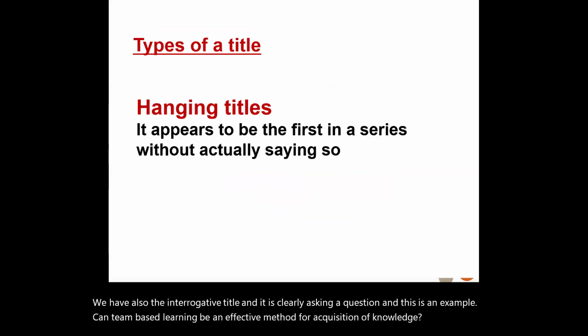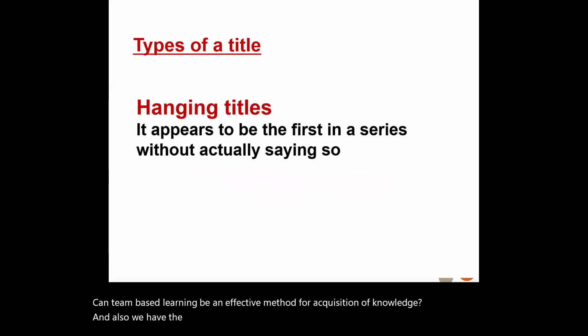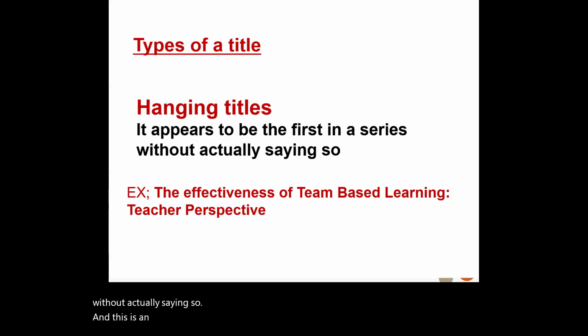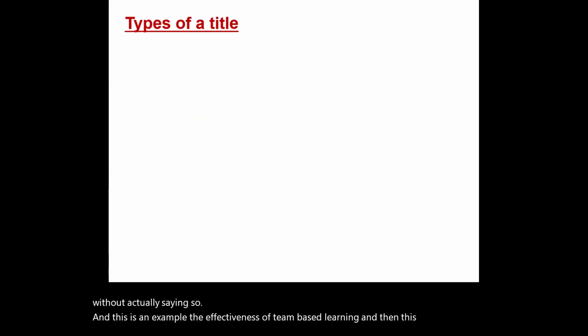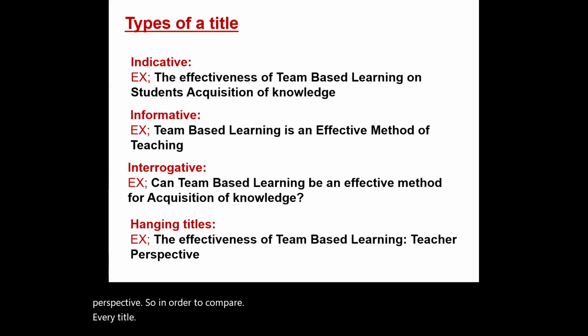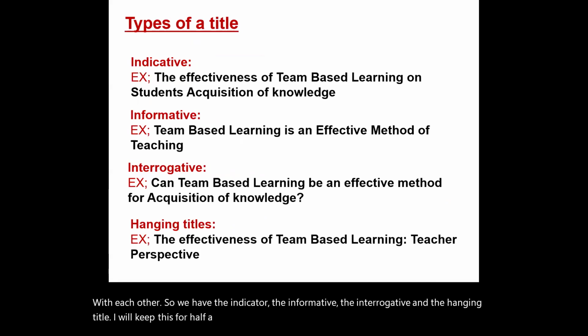And also we have the hanging title, or title with subtitle, and it appears to be the first in a series without actually saying so. And this is an example: The Effectiveness of Team-Based Learning, and then, Teacher Perspective. So in order to compare every title with each other, we have the indicative, the informative, the interrogative, and the hanging title. I will keep this for half a minute just to compare the different titles.